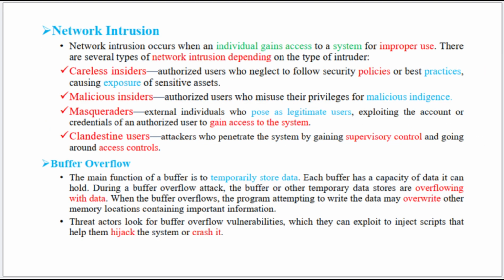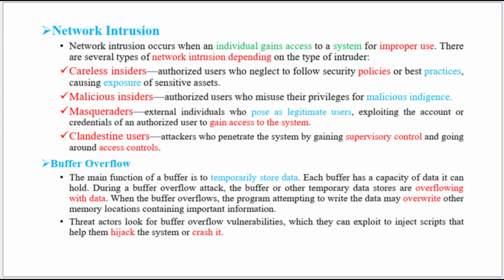11. Network intrusion occurs when an individual gains access to a system for improper use. There are several types of network intrusion depending on the type of intruder. Careless insiders are authorized users who neglect to follow security policies or best practices, causing exposure of sensitive assets. Malicious insiders are authorized users who misuse their privileges for malicious intent. Masqueraders are external individuals who pose as legitimate users, exploiting the account or credentials of an authorized user to gain access to a system. Clandestine users are attackers who penetrate the system by gaining supervisory control and going around access controls.